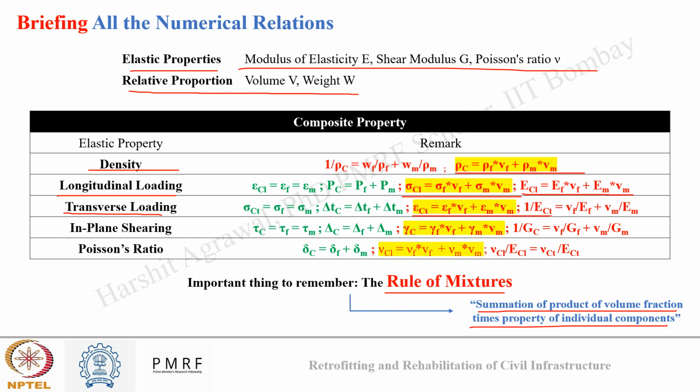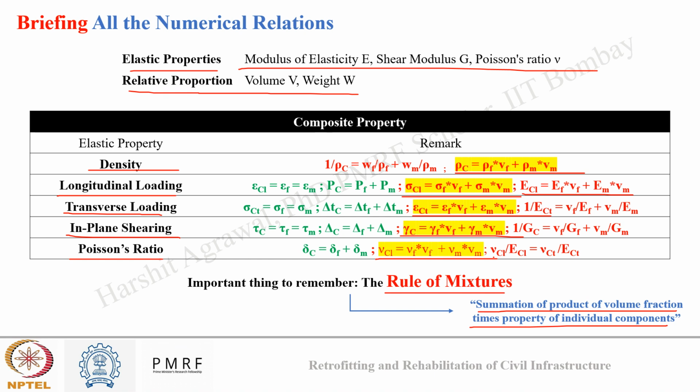Under transverse loading, strain follows the rule of mixture. Under in-plane shearing, the shear strain follows the rule of mixture, and in Poisson's ratio estimation, the major Poisson's ratio follows the rule of mixture. So if we remember just what the rule of mixture is, then most of the formulas will be clear to us, and just a few remaining relationships would need to be remembered. I hope these are clear to everyone now.